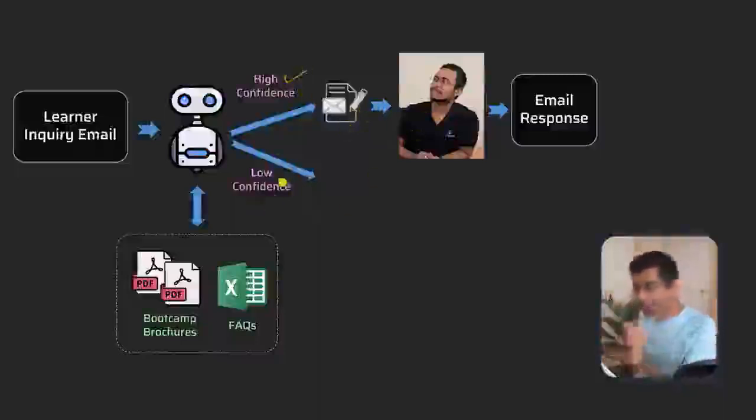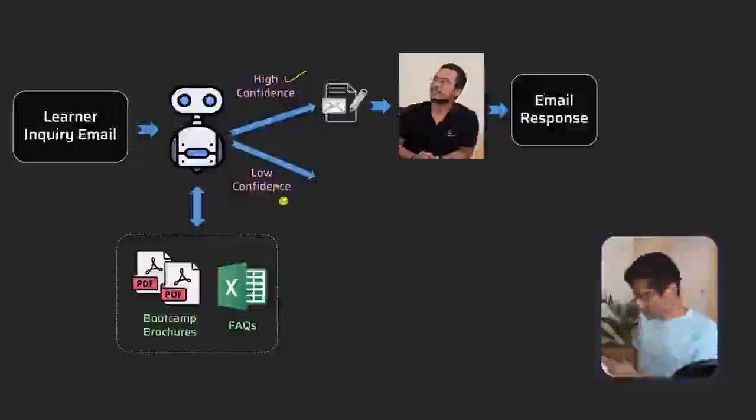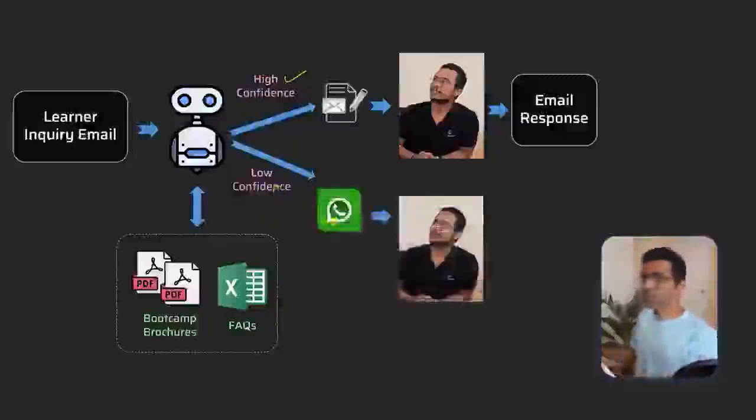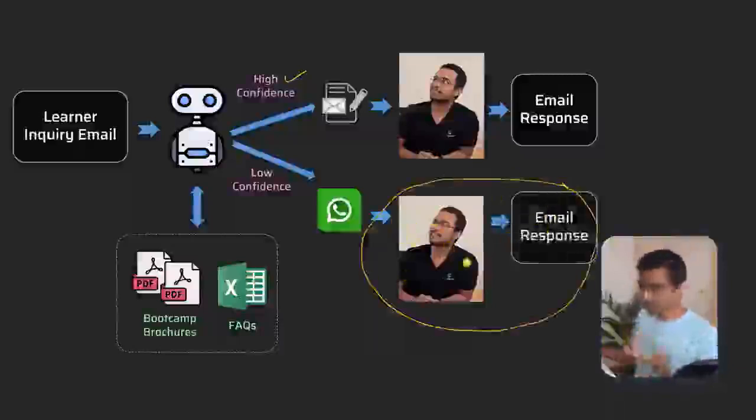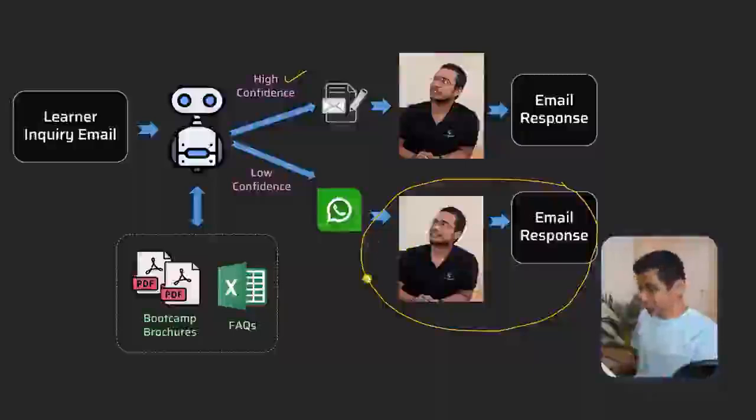But if the score is less than 7, it is low confidence and we will send a WhatsApp notification to the mobile phone that is associated with our learner experience team, and someone from that team will look into it and they will draft an email. They will send an email manually. So this will be like the old way. Okay, so this will still take 10 minutes.